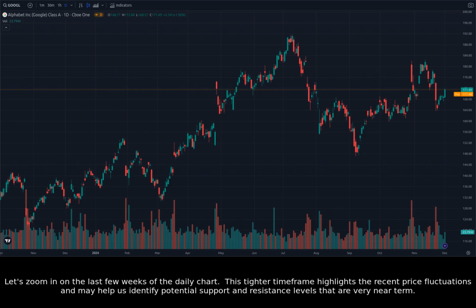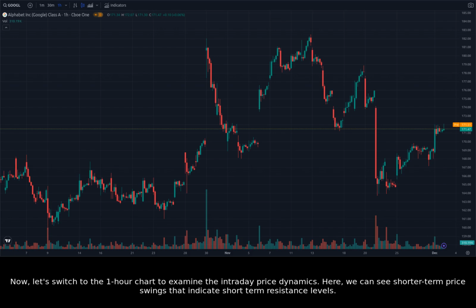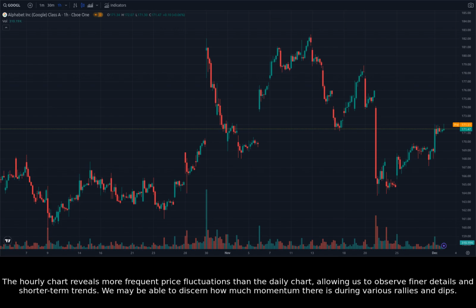This tighter timeframe highlights the recent price fluctuations and may help us identify potential support and resistance levels that are very near term. Now, let's switch to the 1-hour chart to examine the intraday price dynamics. Here, we can see shorter-term price swings that indicate short-term resistance levels. The hourly chart reveals more frequent price fluctuations than the daily chart, allowing us to observe finer details and shorter-term trends. We may be able to discern how much momentum there is during various rallies and dips.